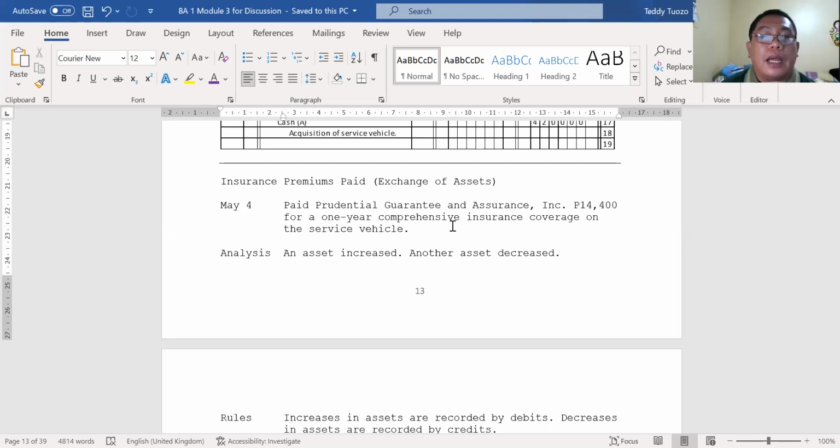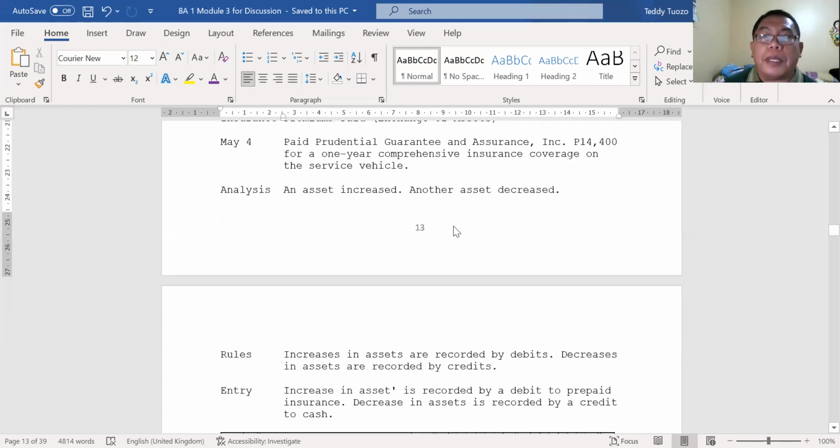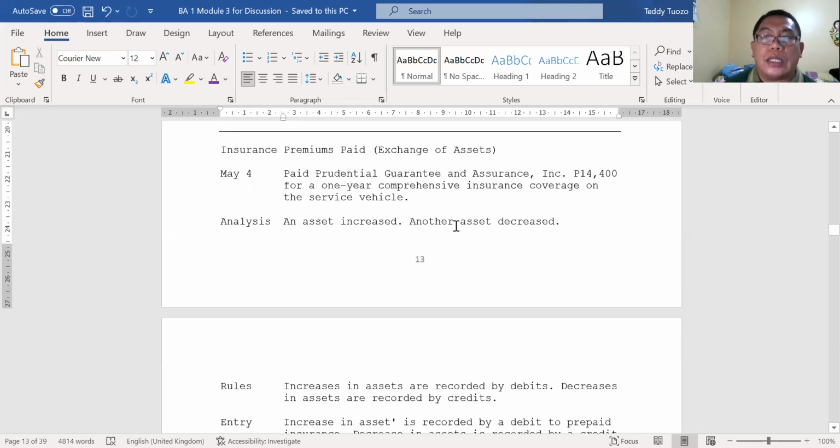And then another asset here, you paid in cash, or again, as I've said, the problem is silent. Since it says paid, it should be cash, which decreases. So the accounts affected here are an increase in asset in the form of prepaid insurance, and a decrease in asset in the form of cash. So your debit entry is prepaid insurance and your credit entry is cash.